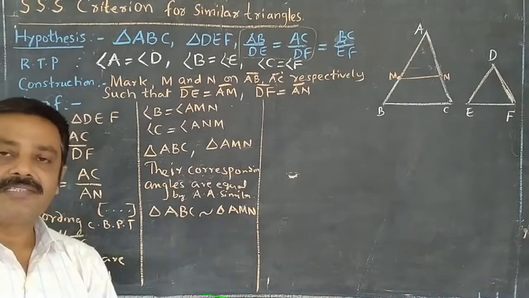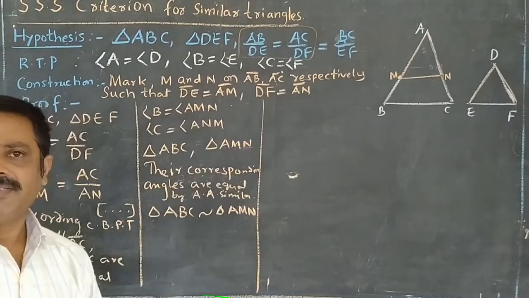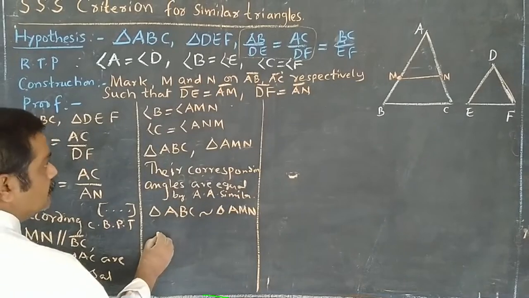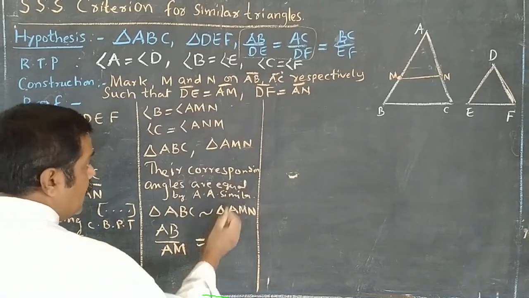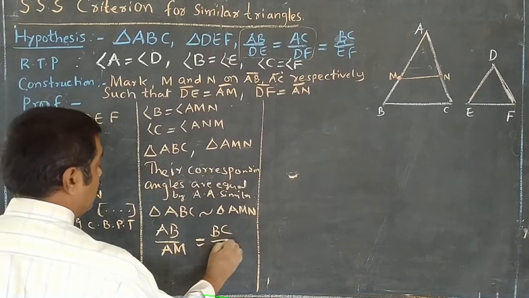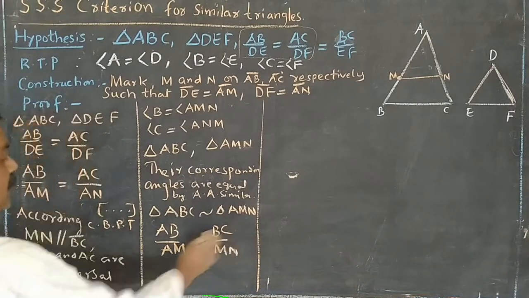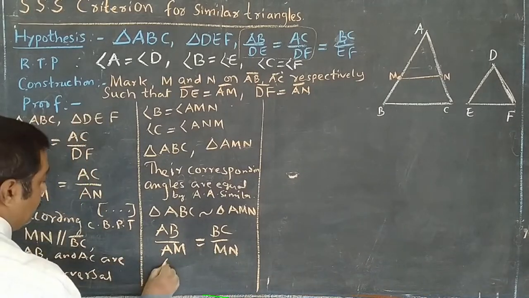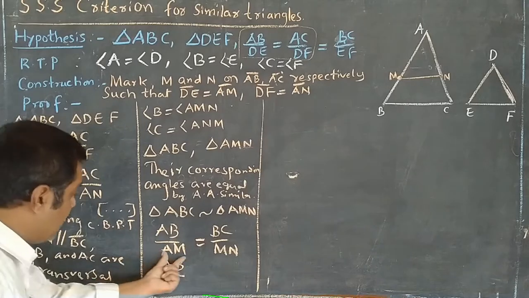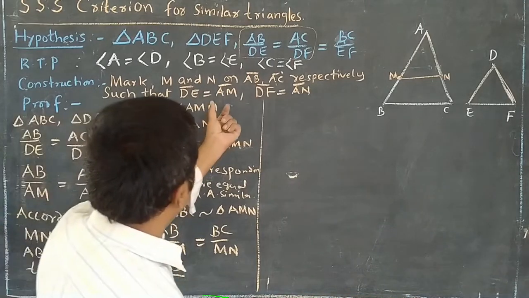When these two triangles are similar, their corresponding sides are in the same ratio. That one I am going to write here. AB by AM is equal to BC by MN. One more also we have to write. No need of that, I need this much only. AB by, instead of AM, what is there other than AM?